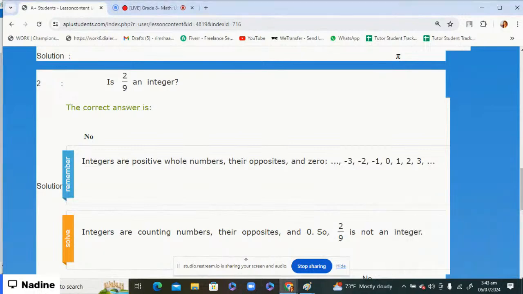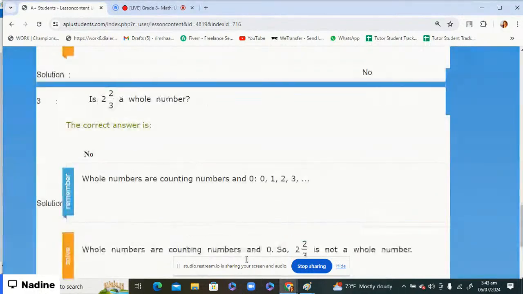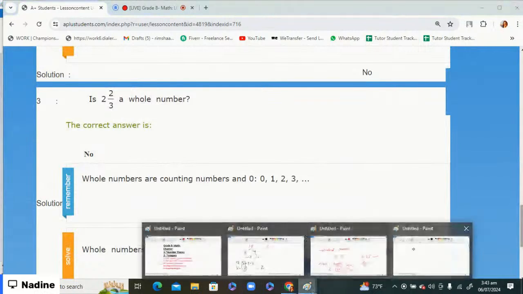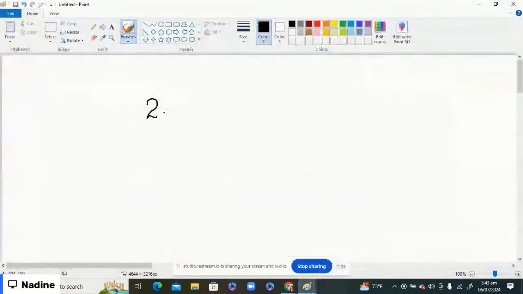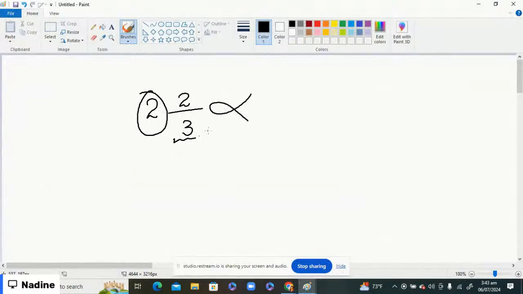Okay, let's do the next. What is this one? Look here carefully. This is 2 into 2 by 3, a whole number? This is a number in the form of 2 into 2 by 3. This 2 is only a whole number, but here with the fraction part, as a total, this is not a whole number. So we are not able to write this one as a whole number, so we can say no, it's not a whole number.